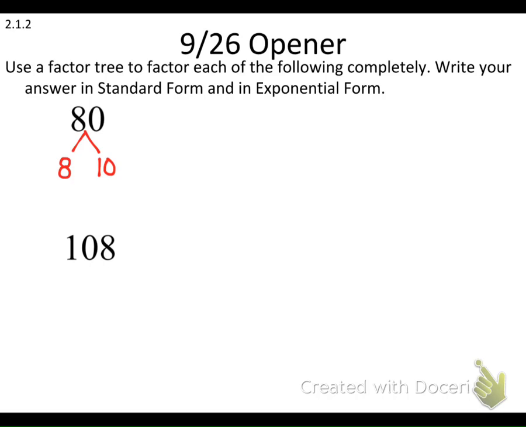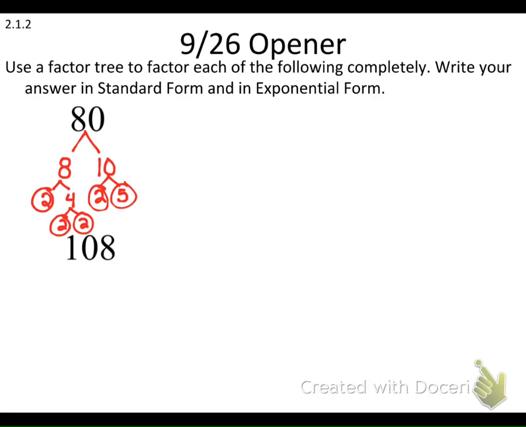So 8, I need to go ahead and factor. Two factors of 8 are going to be 2 and 4. 2 is a prime number because it only has two factors, the number 1 and 2 itself. So I'm going to circle that because it is a prime number. 4, I'm then going to factor: 2 and 2. I know 2 is prime, so I'm going to circle them. I go to my next number, 10. My factors of 10 are going to be 2 and 5. I know that 2 is a prime number, and then 5 is a prime number as well because it only has two factors, 1 and then the number 5 itself.